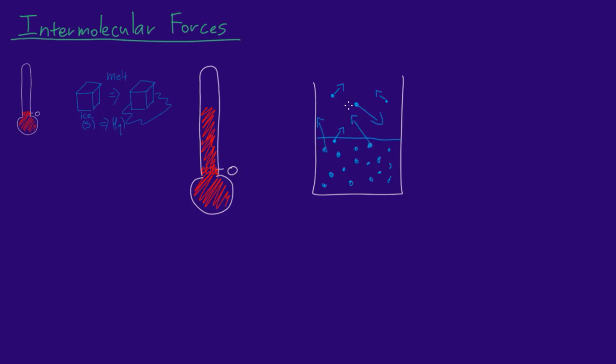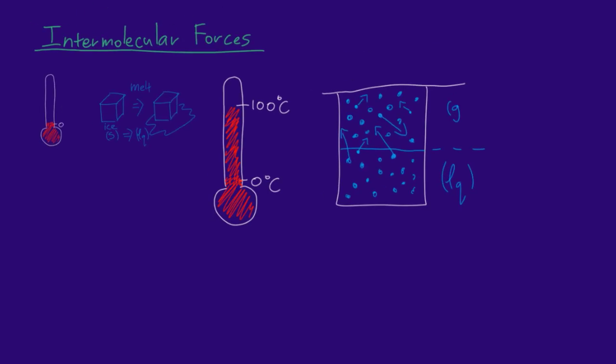So let's put a lid on it so they don't all escape, because we're increasing the temperature to 100 degrees Celsius. So more and more of these molecules will have enough energy to escape into the gas phase. So this is a phase change between liquid to gas, and this process is called boiling.